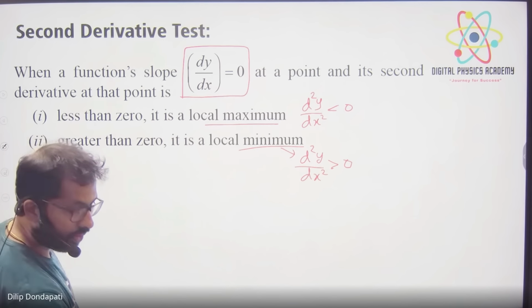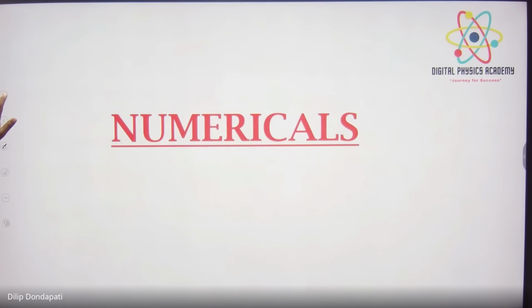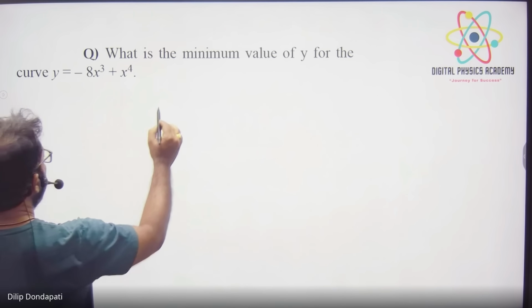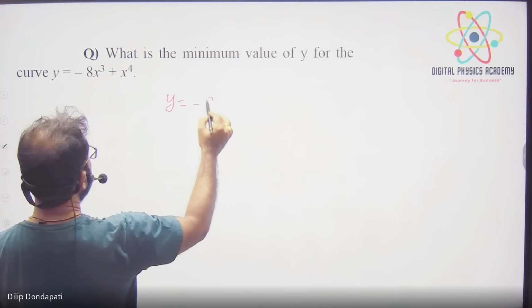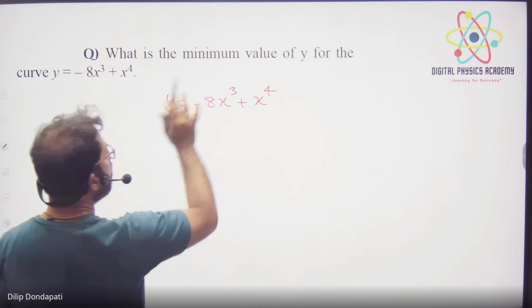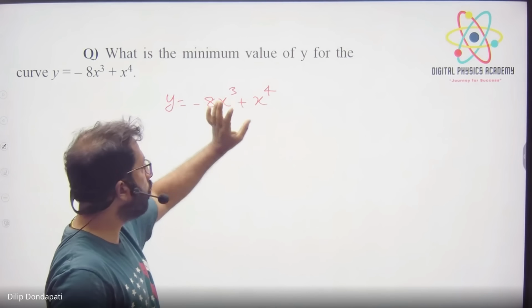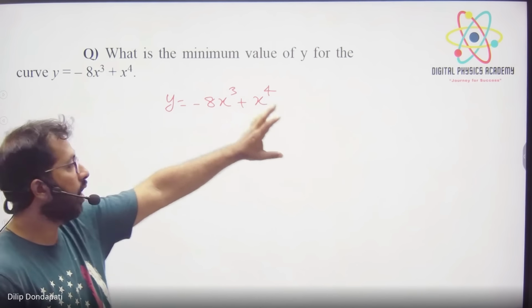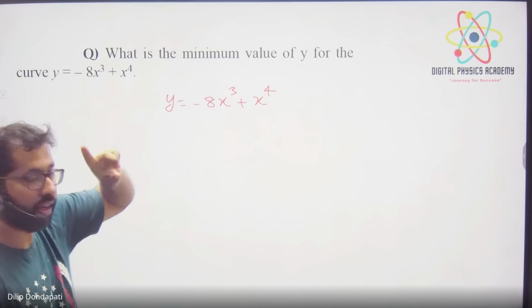Finished? Okay, now let's do it. First one: what is the minimum value of y for y equals minus 8x cube plus x power 4? I want the minimum value. See, if you plot the graph, you can get some graph. Now you're telling me to find the minimum value. What is the first step, Rehan? What is the first step?